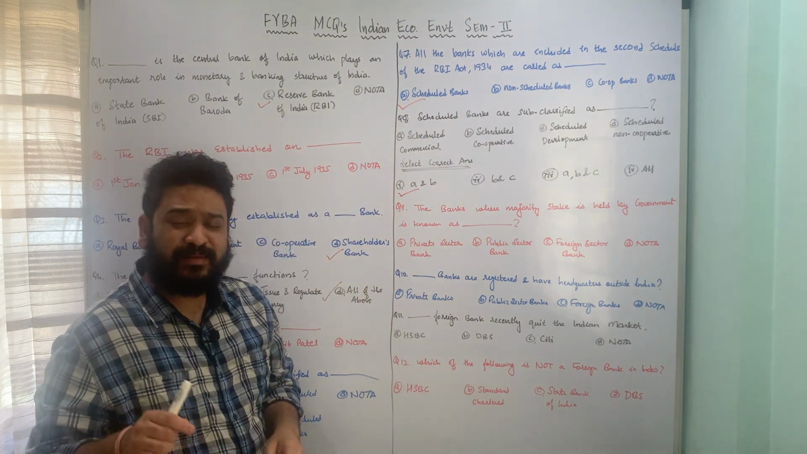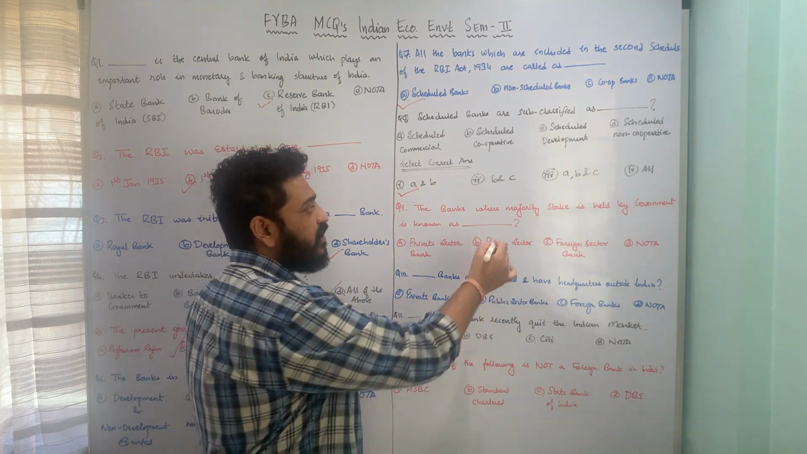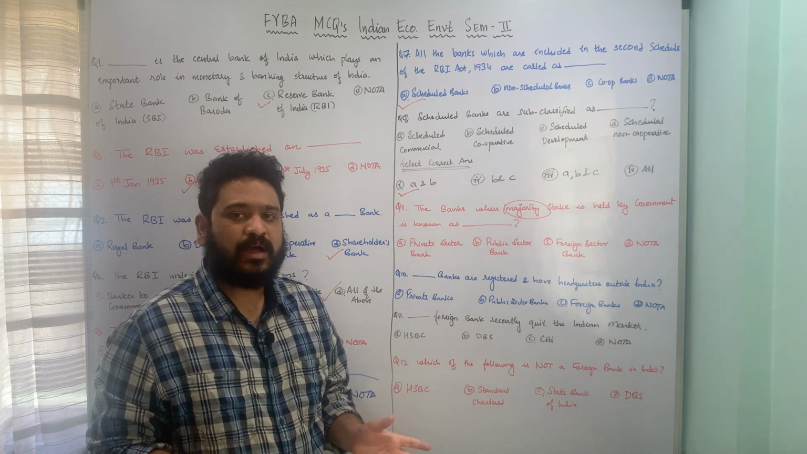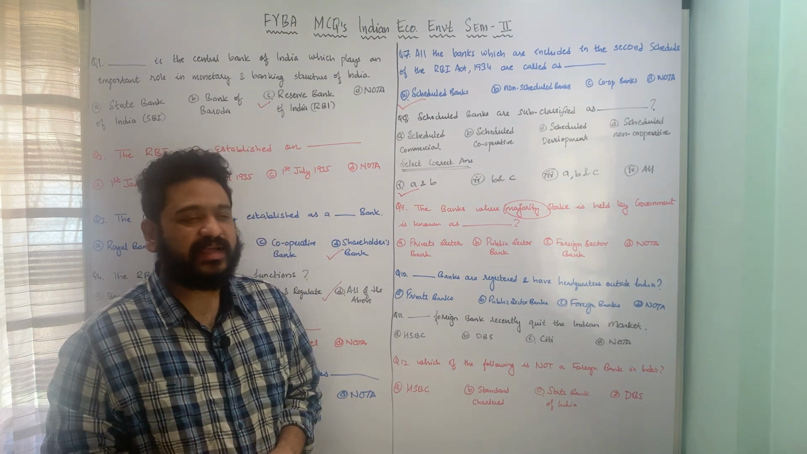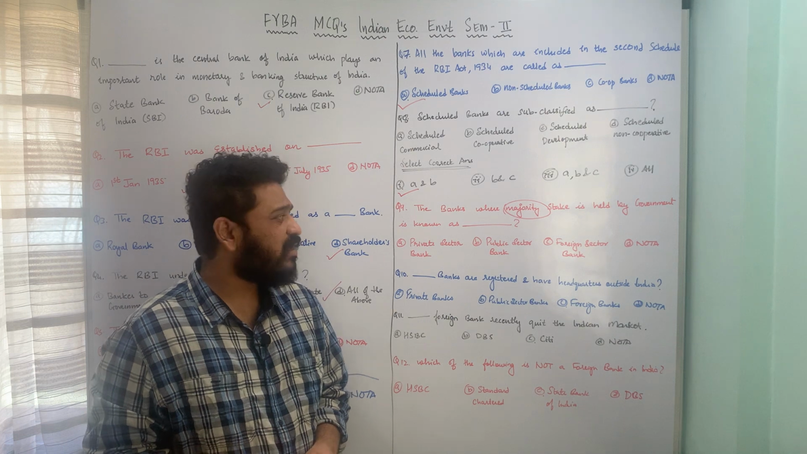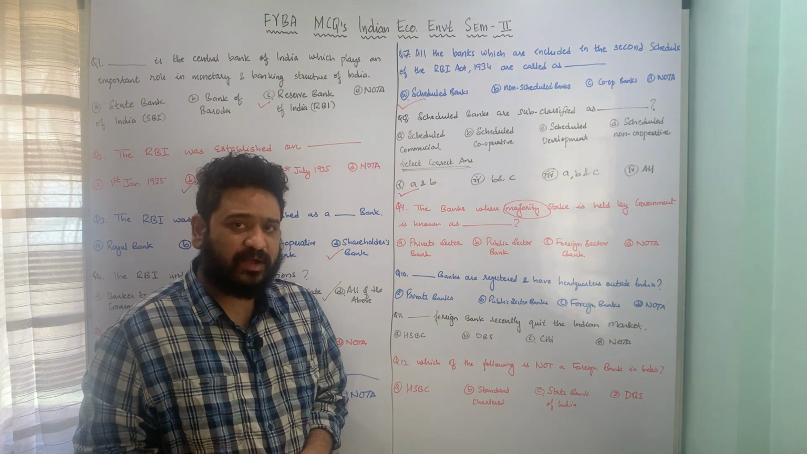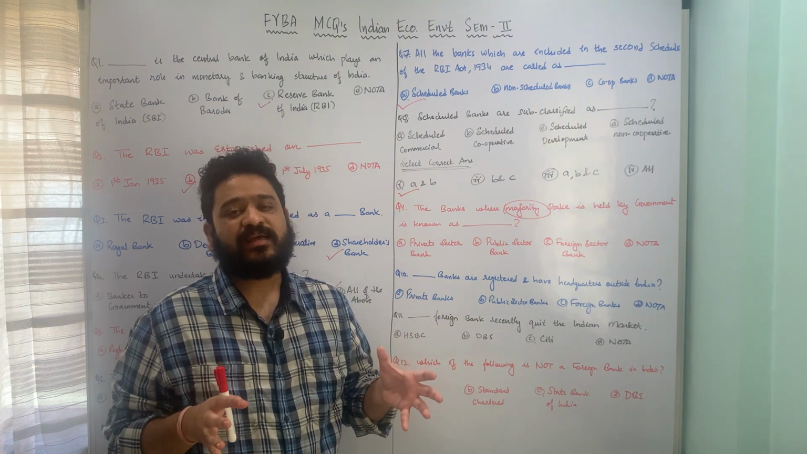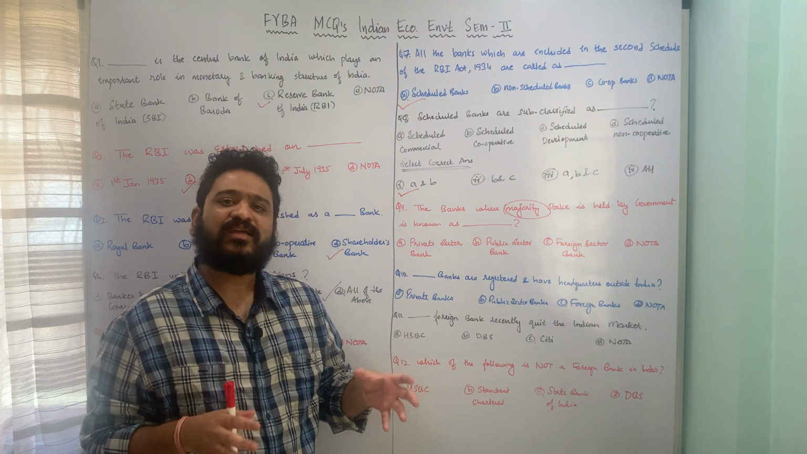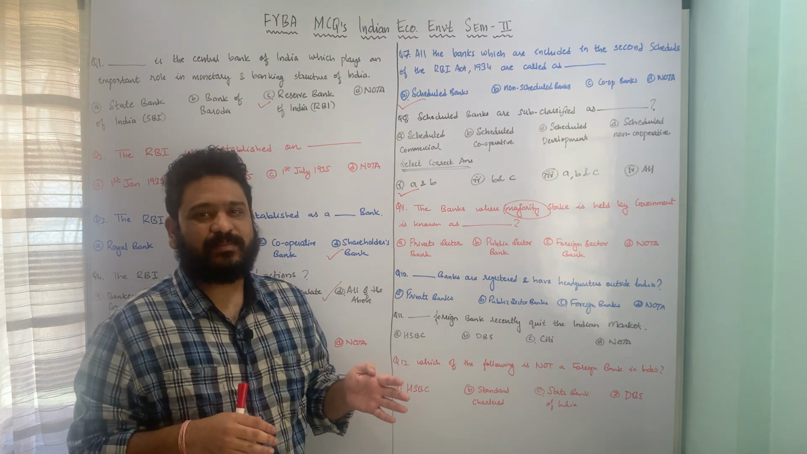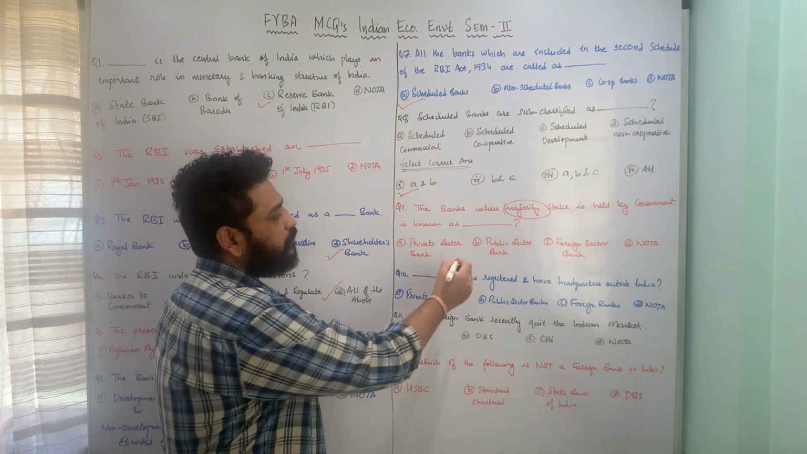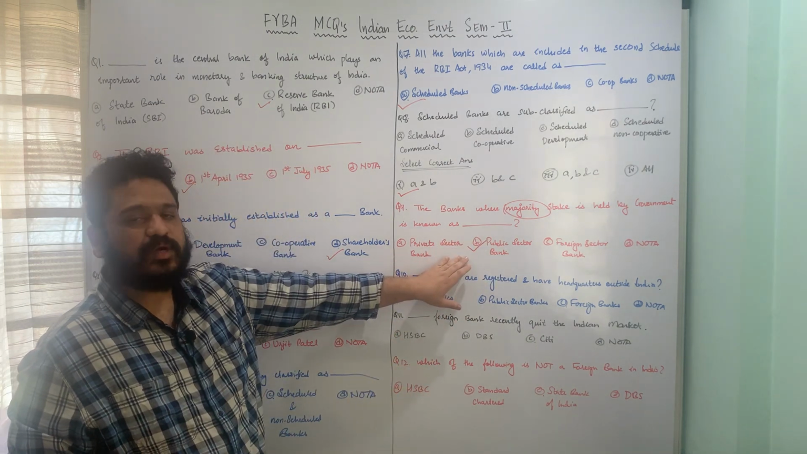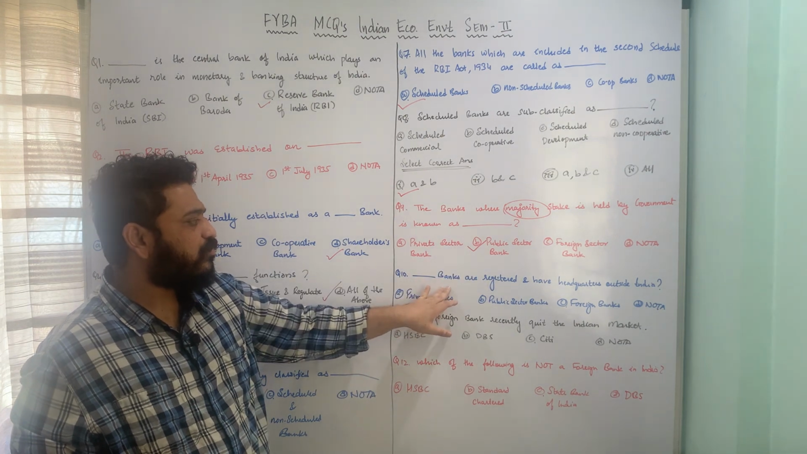The banks where majority stake is held by the government is known as what? Whether it is known as A, private sector bank, B, public sector bank, C, foreign sector bank, or none of the above. So here, whenever the majority stake is held by the government of that particular country, you call such a bank a public sector bank or government bank. So option B, public sector bank, is the correct answer to this particular question. I hope the question is clear. Let us now move to the next one.